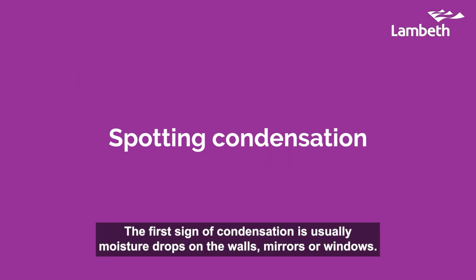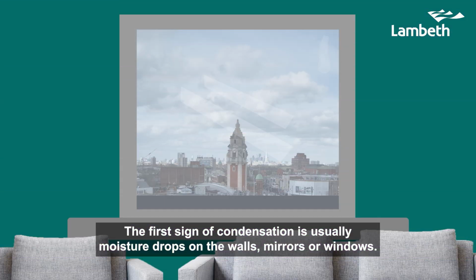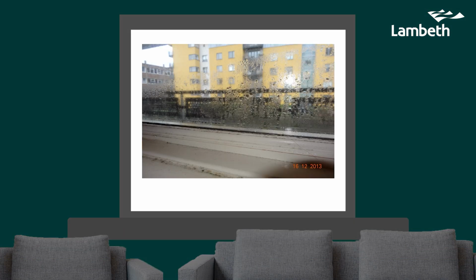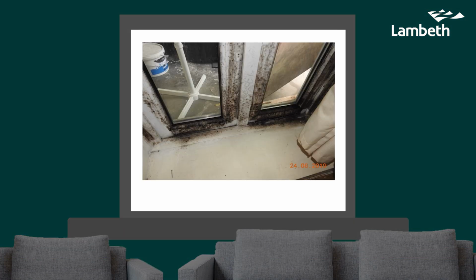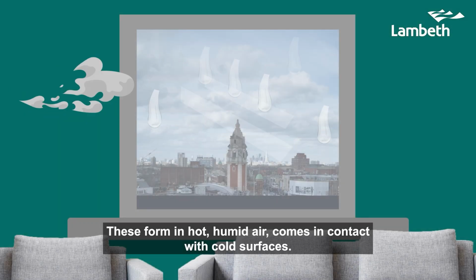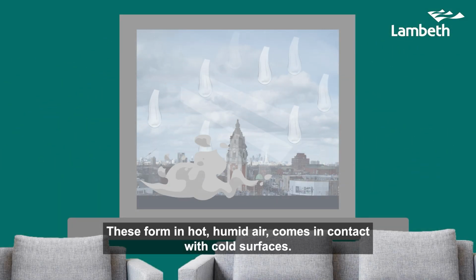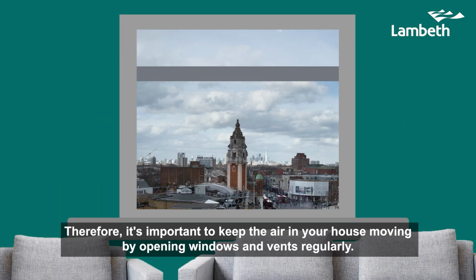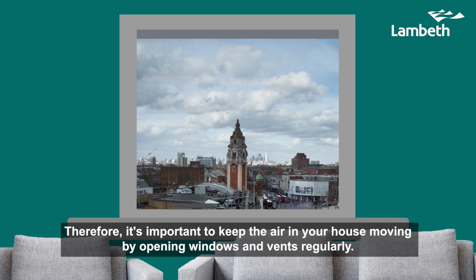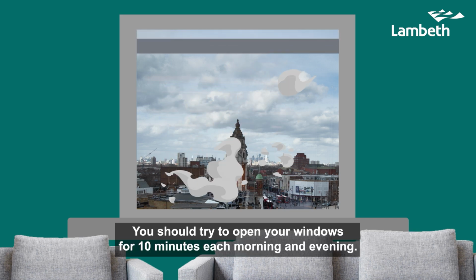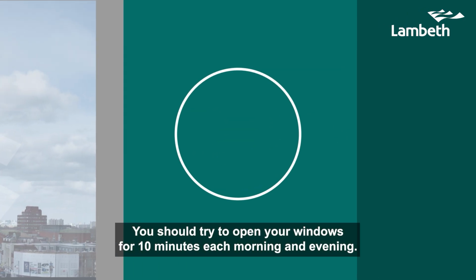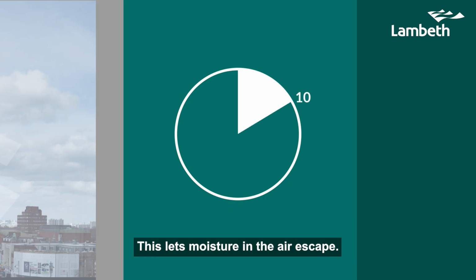The first sign of condensation is usually moisture drops on the walls, mirrors or windows. These form when hot, humid air comes in contact with cold surfaces. Therefore, it's important to keep the air in your house moving by opening windows and vents regularly. You should try to open your windows for 10 minutes each morning and evening. This lets moisture in the air escape.